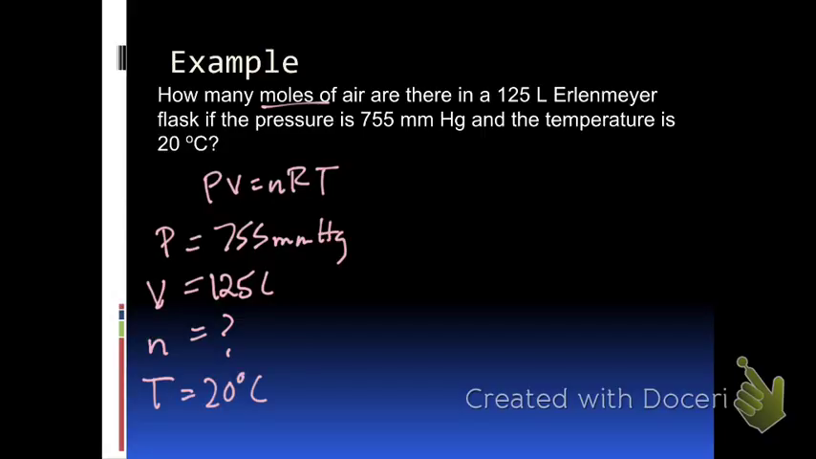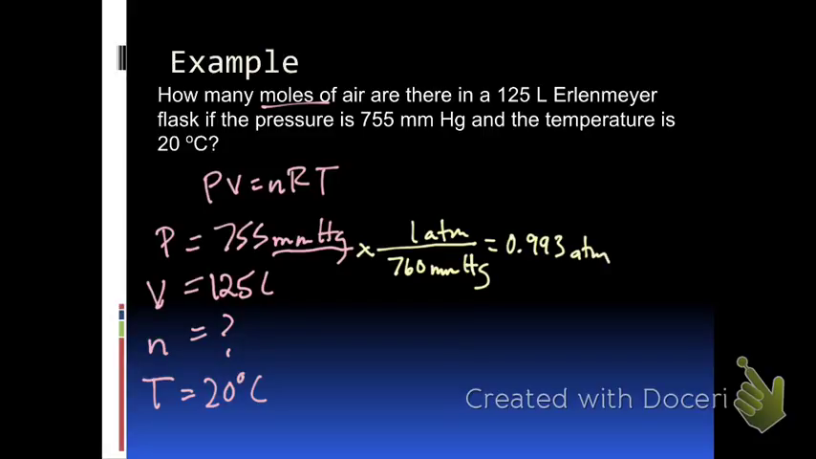So hopefully you'll notice that there are two things I need to change. First is the pressure. The pressure is in millimeters of mercury. However, with the R values that I use, I need my pressure to be either in kilopascals or atmospheres. So I'm going to change it to atmospheres. It doesn't matter; you can change to kilopascals. To do that, I'm just going to multiply by a conversion factor. Remember, 760 millimeters of mercury is equal to 1 atmosphere. So I take 755, divide that by 760, and I get 0.993 atmospheres. I also have to change my degrees Celsius to Kelvin like normal.